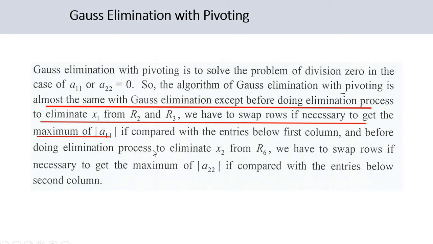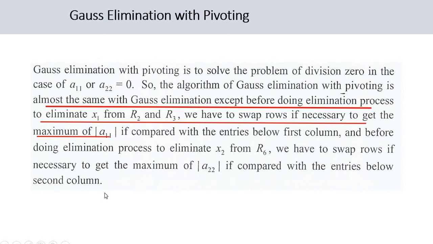Before doing the elimination process to eliminate x2, we have to swap the row if necessary to get the maximum of A22. So we also have a modulus here. If this value is negative, you will always look at it as an absolute value. So choose the maximum value and ignore the sign, negative or positive. Okay, so compare it to the new entries for the second column.